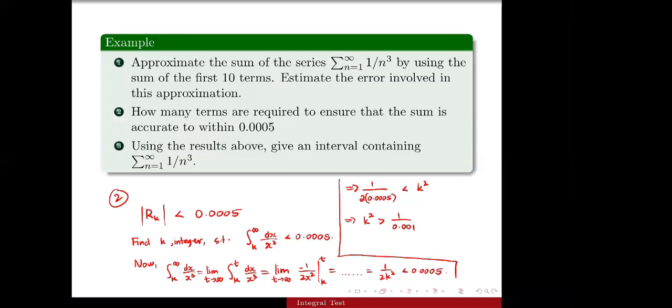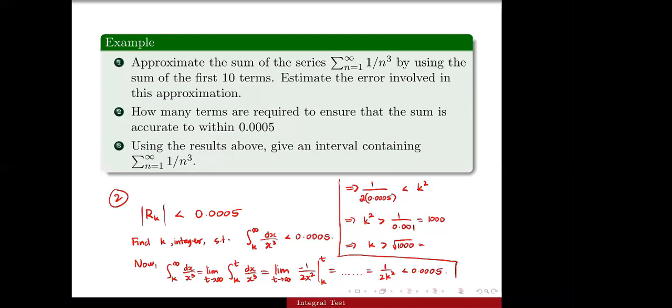Correct? 2 times 0.0005, that's 0.001. 1 over 0.001, what is this? This is just 1,000. Correct? So you need your k squared to be greater than 1,000. So this means that your k must be greater than square root of 1,000.